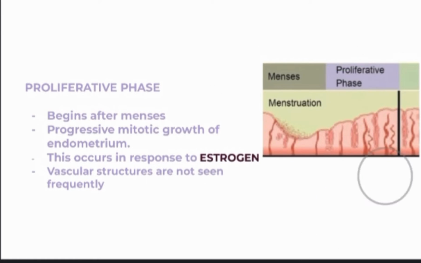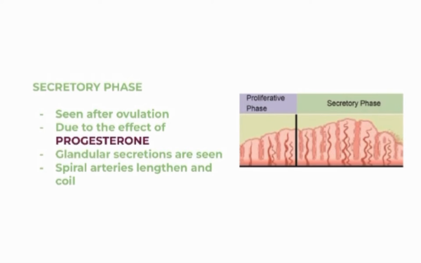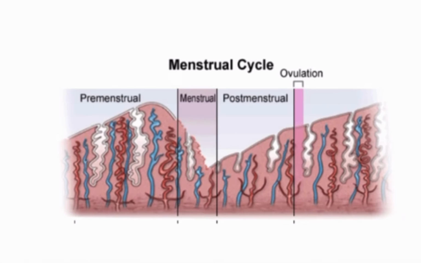And here the vascular structures are also not frequently seen. The next phase is the secretory phase. It is seen after the ovulation phase. Here progesterone is very important. Here the glandular secretions are seen, and you can see the spiral arteries are lengthened and also coiled. You can see it, no? It is coiled and lengthened from the previous phase, which is the proliferative phase.